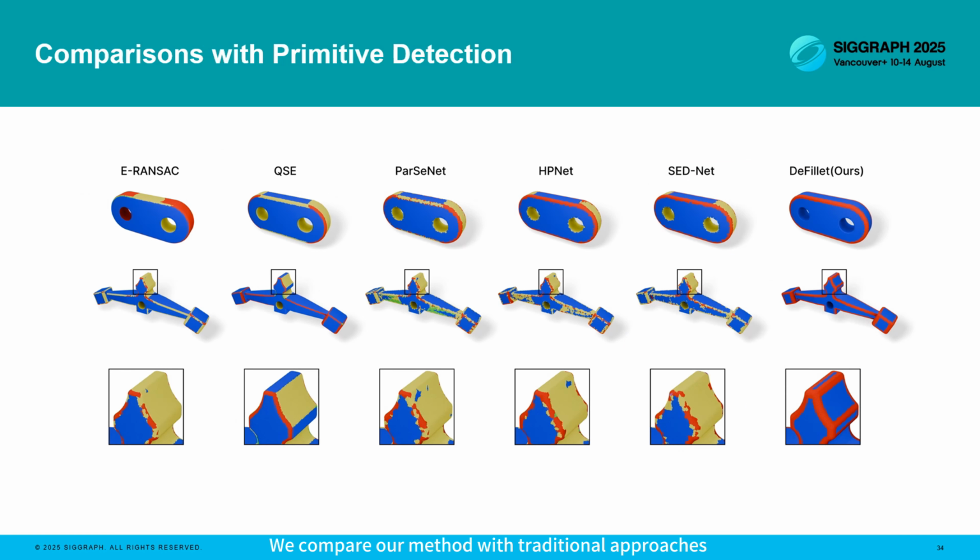We compare our method with traditional approaches like efficient RANSAC and QSE, and learning-based methods like ParseNet, HPNet, and SEDNet. When fillet trajectories are simple, these methods work fairly well, but as trajectories become more complex, they fail to capture the full fillet regions. In contrast, our method handles complex cases robustly and yields complete, consistent results.